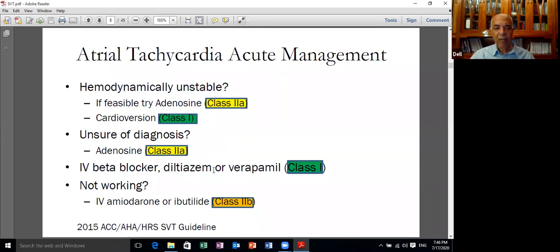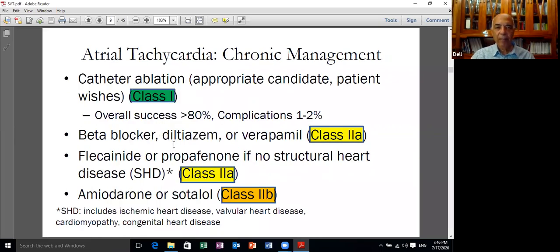As you see here, we don't find 1C because 1C is not usually used in patients with structural heart disease, and the large majority of patients with atrial tachycardia have organic heart disease, so 1C should not be used. So for chronic management, catheter ablation is the first choice. Although the success rate is not as high as with AV nodal re-entry tachycardia, nor with AV re-entry tachycardia, the success rate is still in the domain of 80%, and the complication rate is usually within 1 to 2%.